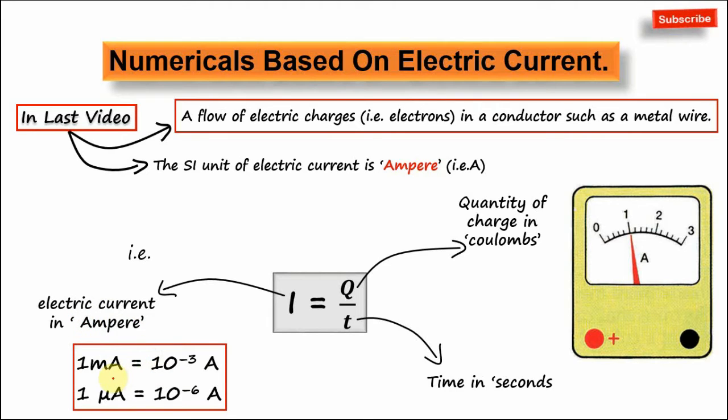Thereafter, there is a smaller unit for measuring electric current, the milliampere. So 1 milliampere is equal to 10 raised to minus 3 ampere. One more, still smaller unit for measuring electric current is the microampere, so 1 microampere is 10 raised to minus 6 ampere. This is a very important conversion which is helpful for solving numericals based on electric current, so please keep it in mind.